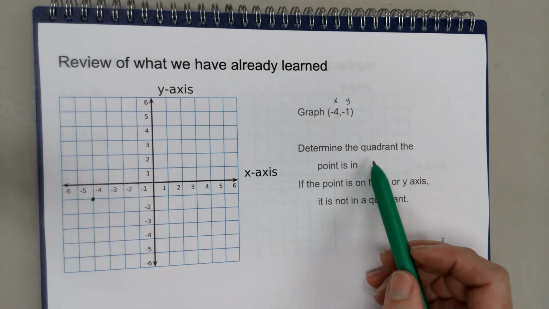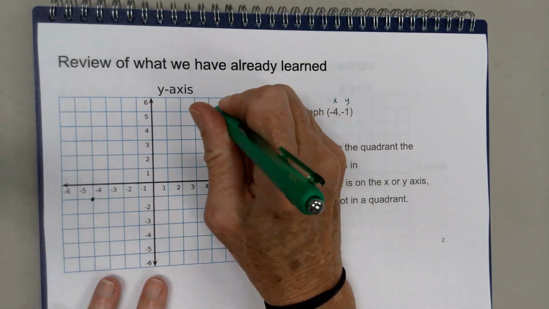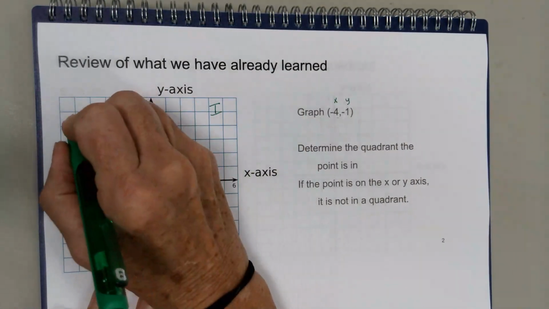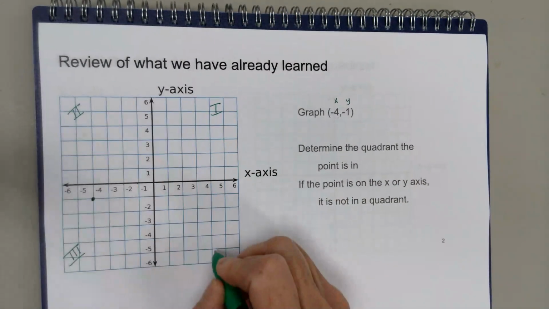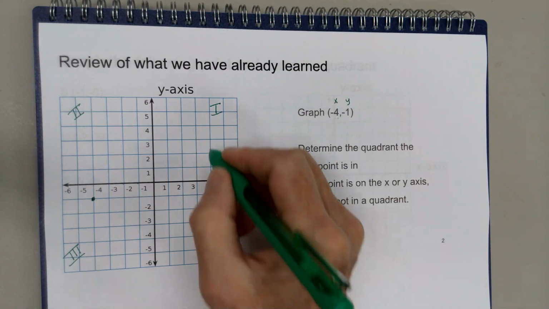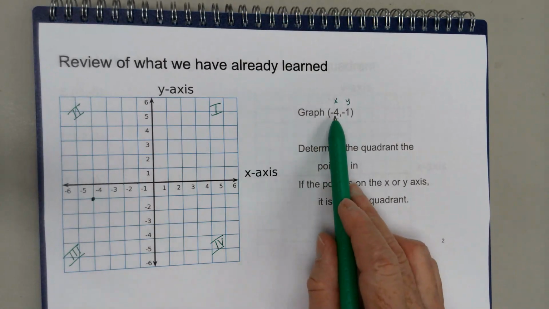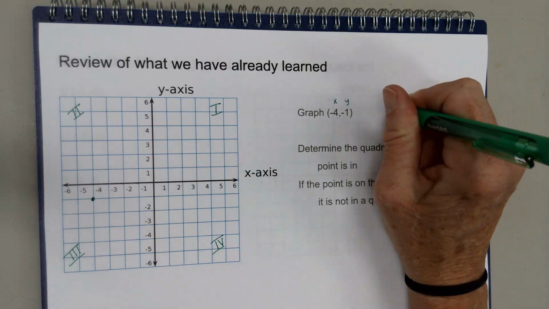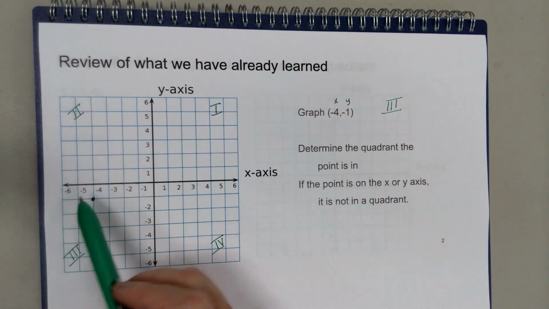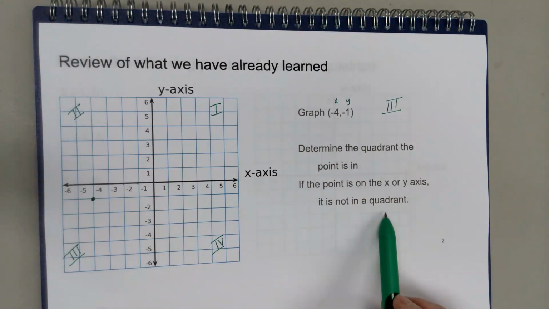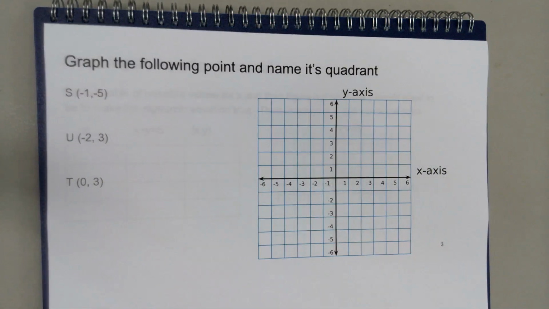The other thing that you're going to determine is which quadrant the point is in. The quadrants are labeled always 1, 2, 3, and 4. So you're going to go counterclockwise. So basically the point that you already graphed is in quadrant 3. Now if the point is on the x-axis or the y-axis, it is not in a quadrant. So you would just write none if you were asked what quadrant it was in.